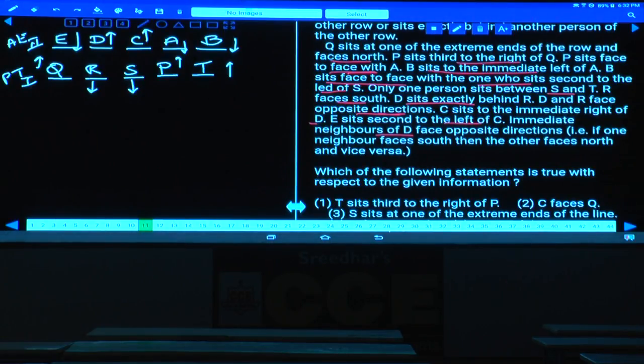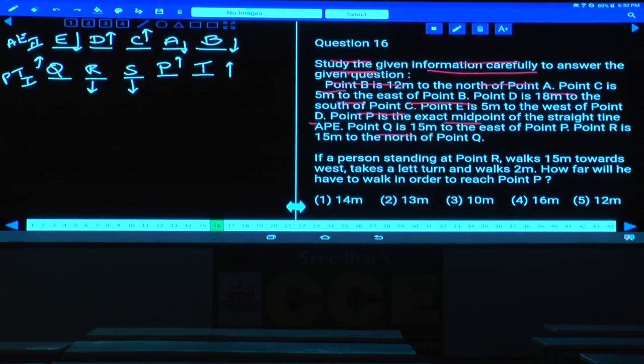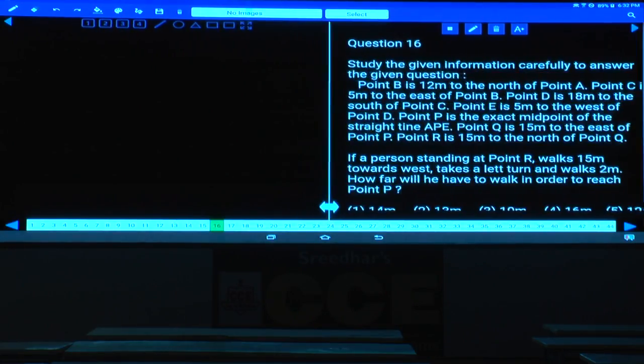And this is about question numbers 11 to 15. Then coming to 16 and 17, the directions questions. Now in this 16 and 17, what is the information here?